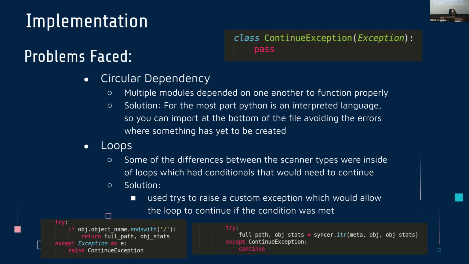And then in the loops, some of the differences between the scanner types were inside of loops that had conditionals, which would need to be able to return continue, or not return, but be able to continue. So the solution for that was to create my own class called continue exception, which is inside of sync task, where I'm able to use that. So this is inside of scanner, and whenever this condition is met, it's able to raise this, and then down the line, it's back in sync task, it's able to continue where it's supposed to.